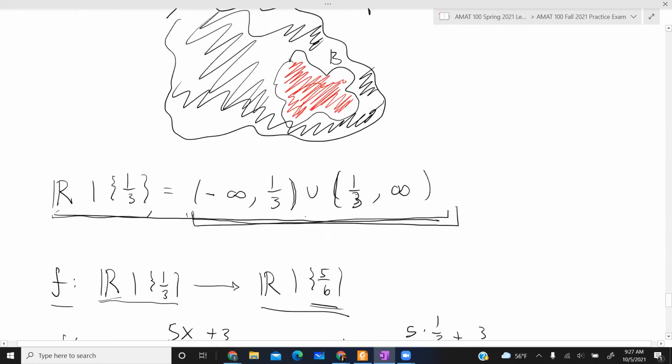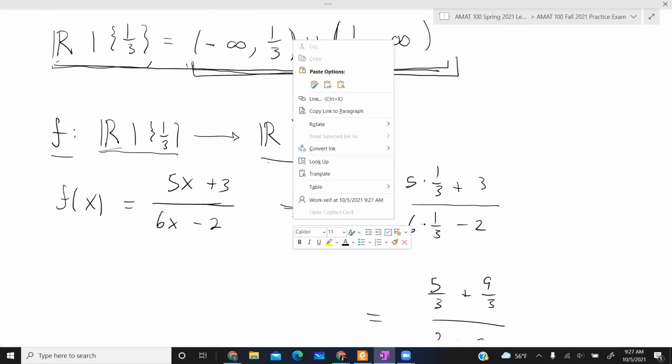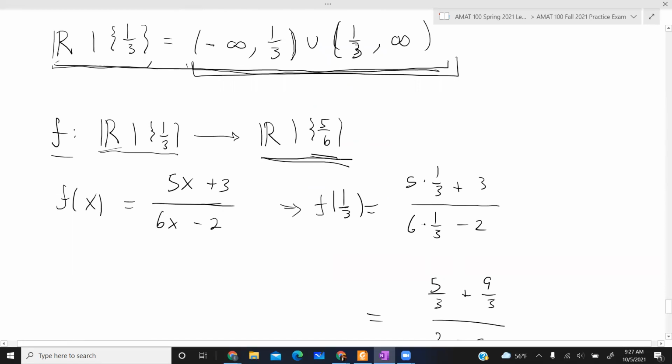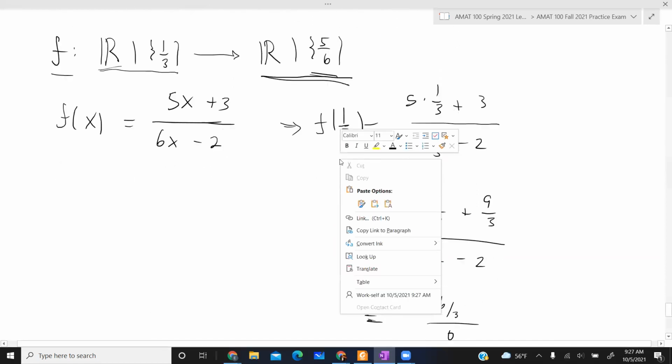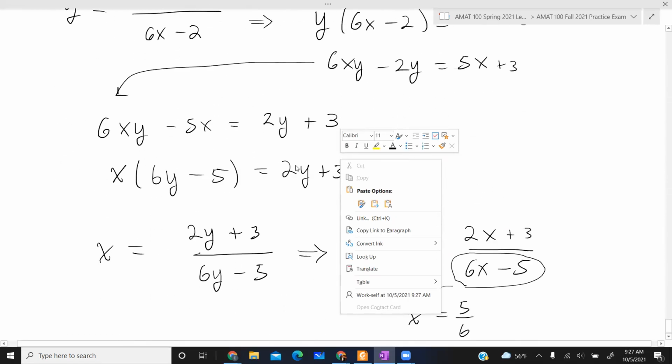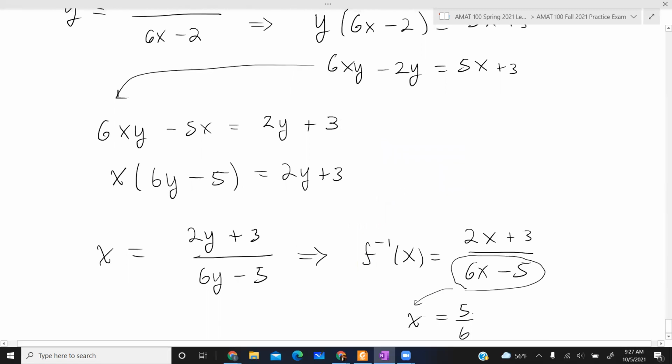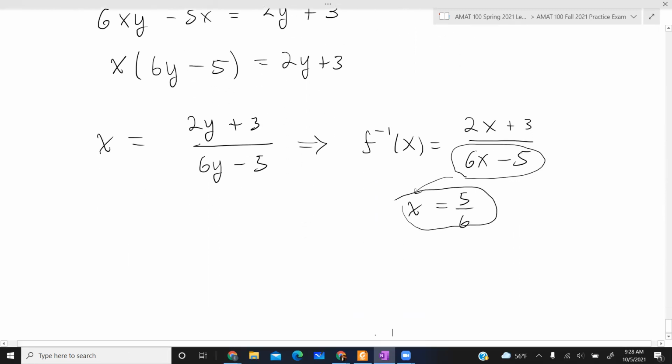Well, this right here is just exactly the domain of the inverse. It's going to be the domain of this function right here. The domain will be all real numbers except this number right here, 5 over 6. So the answer is yes, it has an inverse, and here it is.